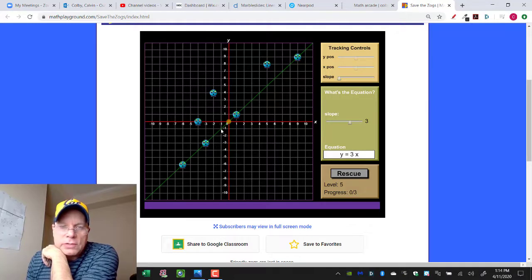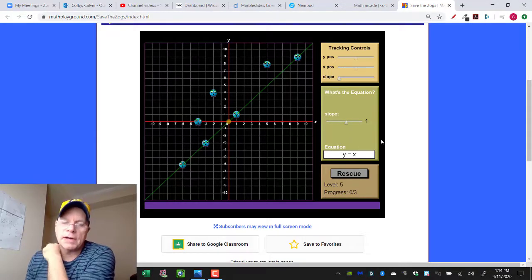You know, you don't even need to use two Zogs necessarily. If you know it goes through the origin, go from the origin to the Zog. Delta y is up 1, delta x is right 1. Positive 1 over positive 1 is 1. So y equals 1x, which is the same as y equals x. That's the multiplicative identity. 1x is x.